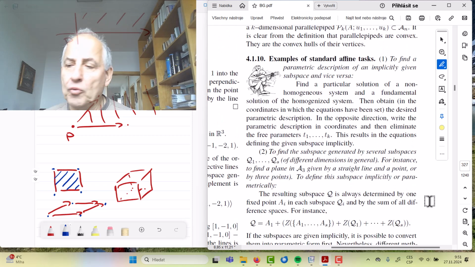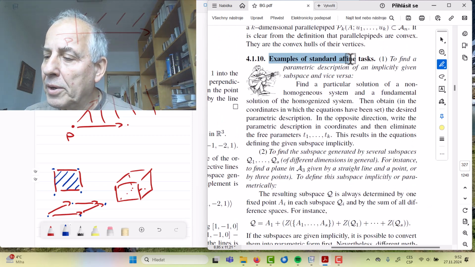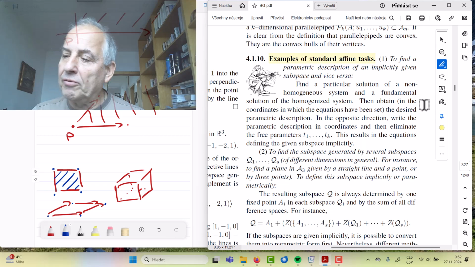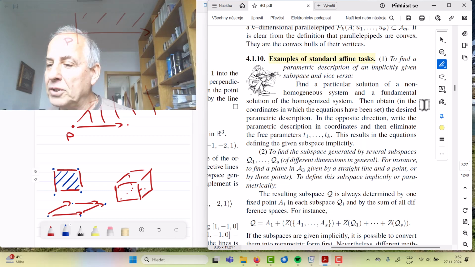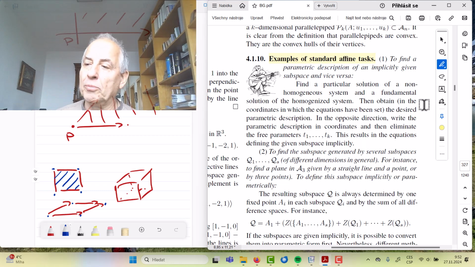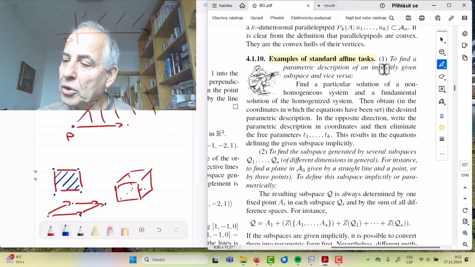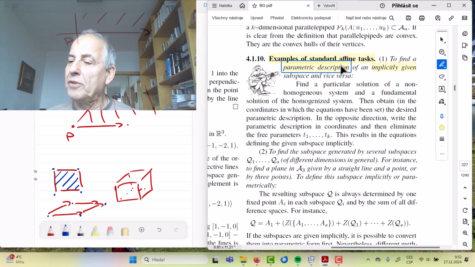Well, let me finish with a very brief list of, well, it's just an indication of what the most common affine tasks are. These are the individual steps you have to do in order to do something in affine spaces, usual for example in computer graphics. So you want to change an implicit description into a parametric description. That's a very easy task.